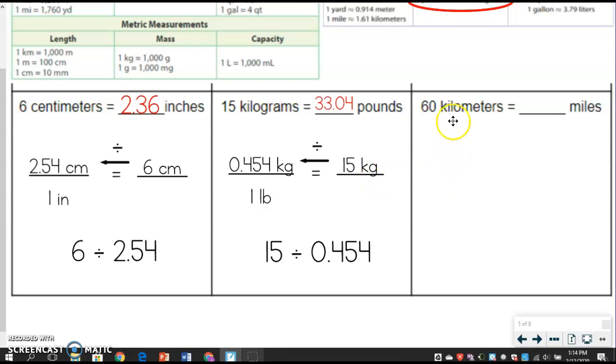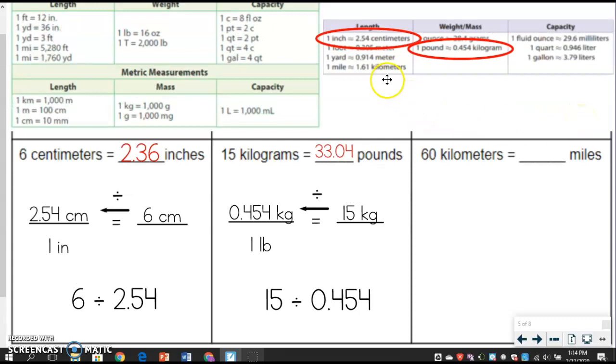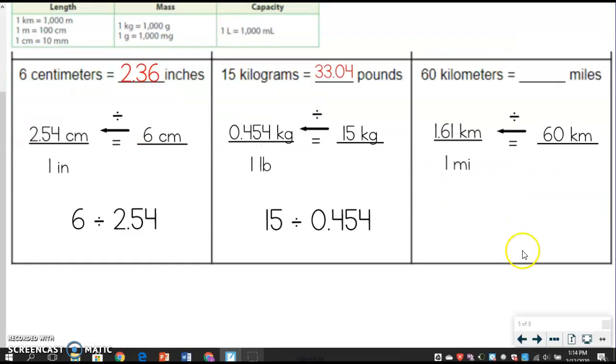So the next one is kilometers to miles. So that's going to be right here. If I can get my circle to show up, there we go. 1 mile equals about 1.61 kilometers. And so we're setting that up first. They tell us 60 kilometers, so that's going on top. I do not have any idea how to get from 1.61 to 60, so I'm going to work backwards and divide. So we're going to do 60 divided by 1.61.